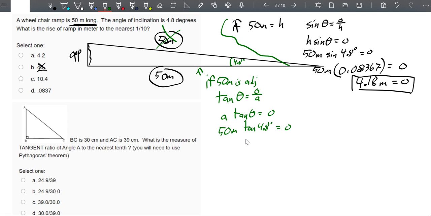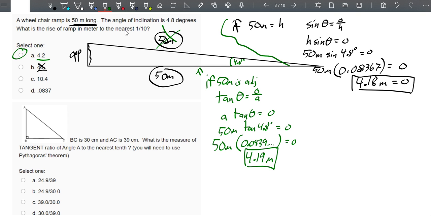0.0839, slightly different from our sine, and I'll keep the full value in there. Multiply it by 50 meters, and if I multiply by 50, I get 4.19 meters. Pretty close. No matter which one I chose, I would be led to A, which is great because going up 4 meters over 50 is something that I feel is safe and reasonable to do in a wheelchair.